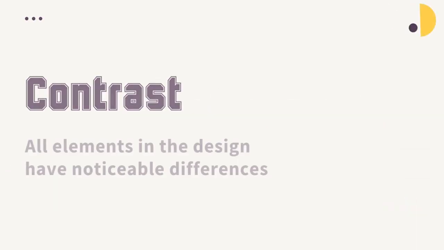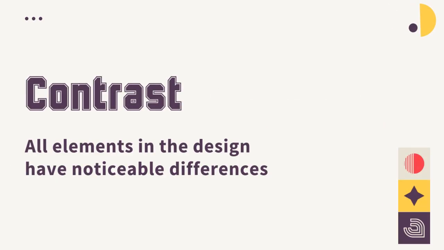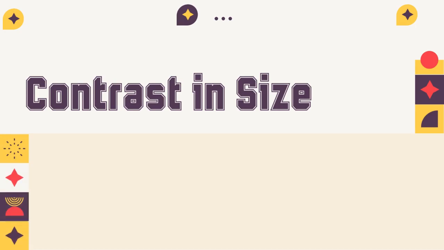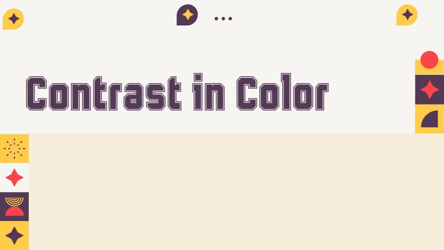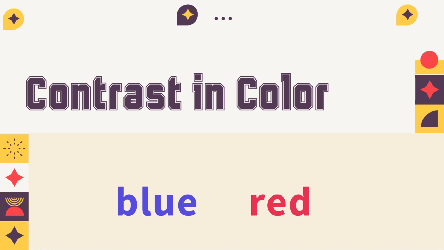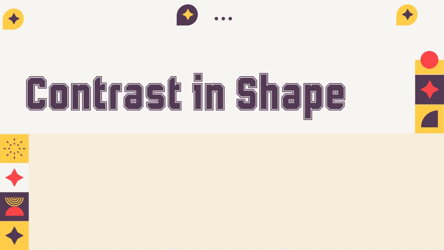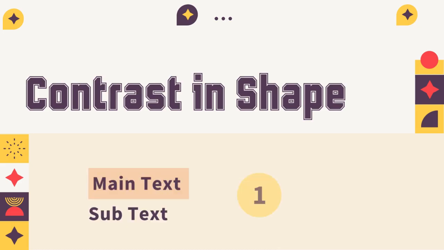Contrast is to make sure that all the elements of your design have noticeable differences. You can do contrast in many ways. A contrast in size, for example, a big text and a small text. A contrast in color, for example, a warm color like blue and a strong color like red. A contrast in shape. You can have a group of text where one part is enclosed in a box or circle, while the rest is plain.